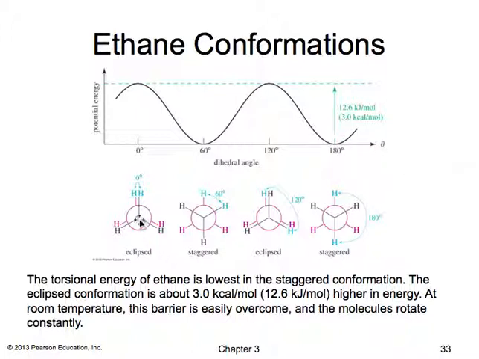So just by simple rotation from staggered to eclipsed conformations, you can get this potential energy diagram. You should be able to draw Newman projections based on molecules that I'll ask you to draw, and then also generate potential energy diagrams as you rotate across the bonds.